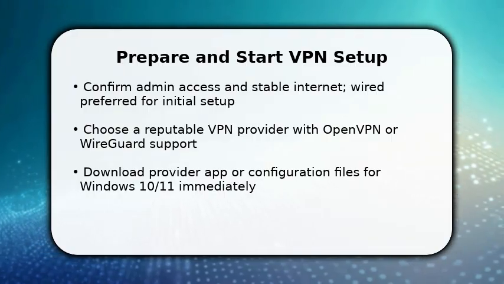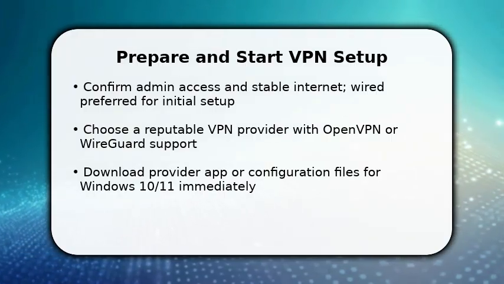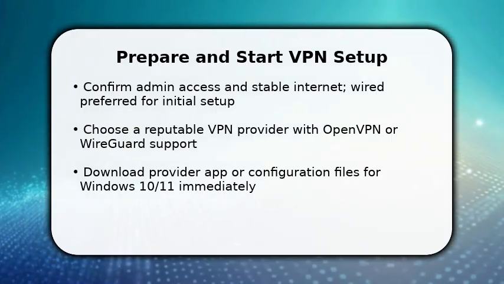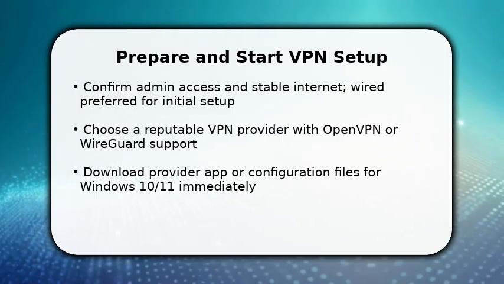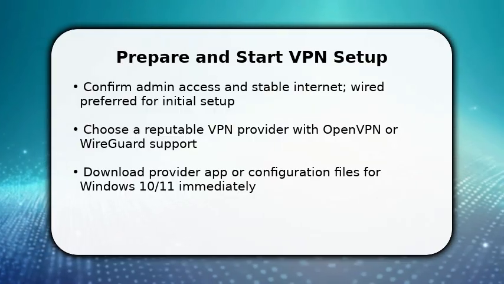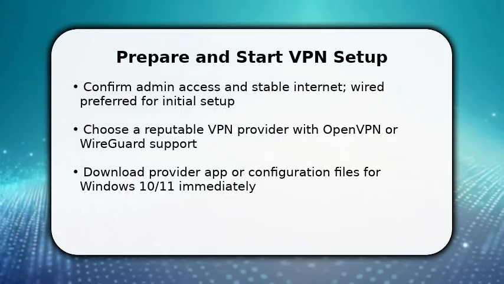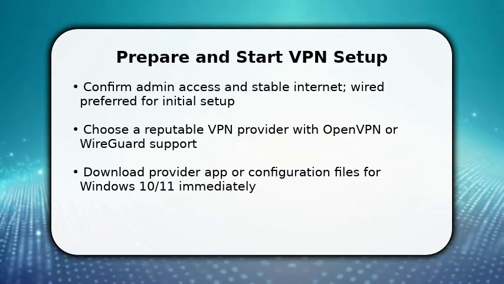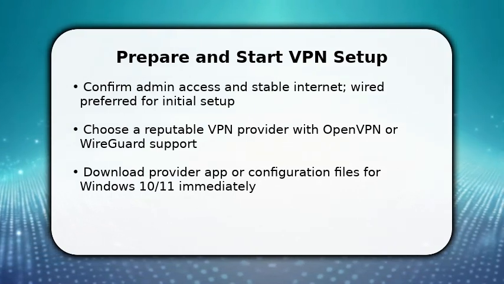Once decided, download the provider app or the VPN/conf files for Windows 10 or 11. Make sure to save credentials securely. Start the installer now and follow prompts. The installer sets the necessary virtual network adapter, so Windows can route traffic through the VPN.